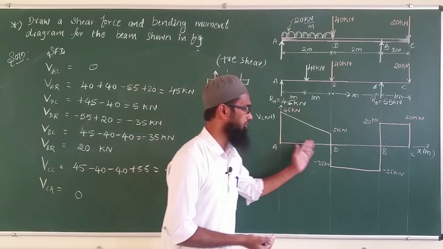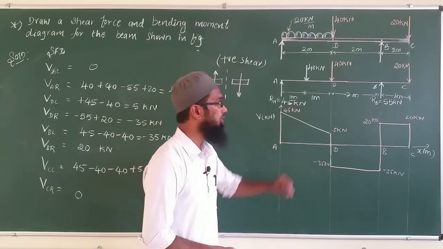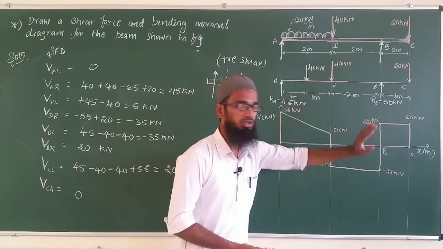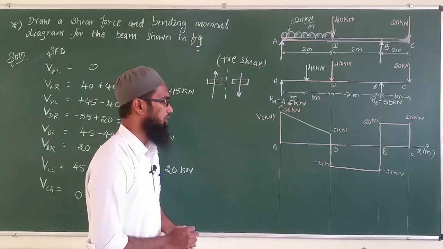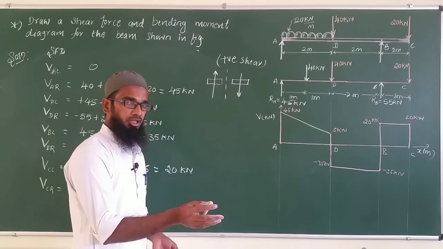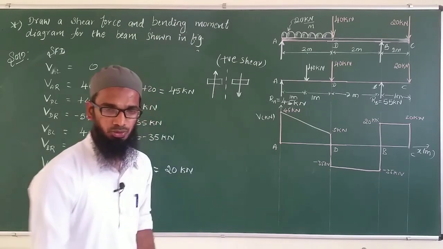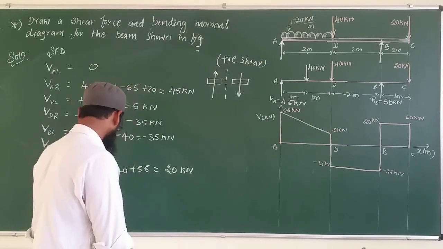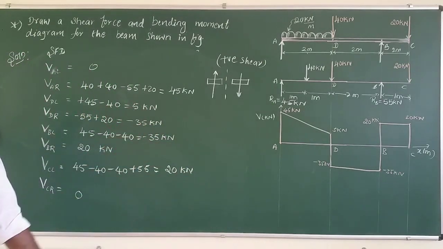Here we have to draw straight lines. Once the UDL is given along with the point loads, we have to draw straight lines for the shear force diagram. But in the case of the bending moment diagram, that is a different part, because we have to draw a curve, a parabolic curve, for different sections. Now this is our shear force diagram.